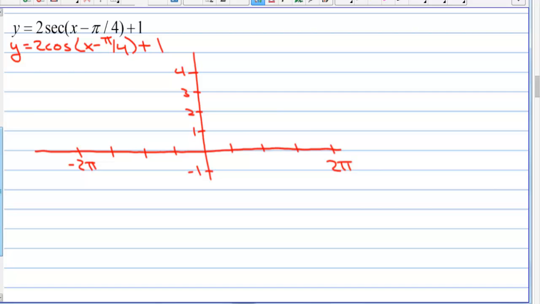Over pi over 4. Well, this is pi. This is pi over 2. So over pi over 4 means we're going to move it over 1 mark, right?